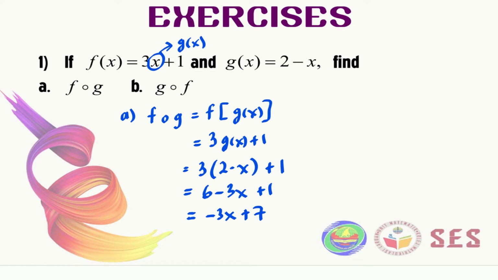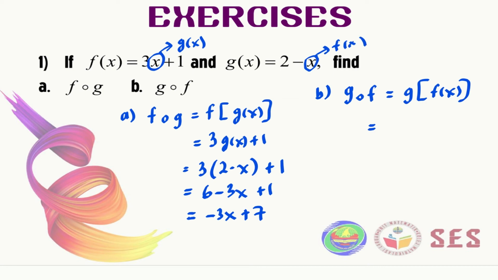Alright, so what about question B? We need to find g of f, which can also be written as g composed with f(x) here. Which means we need to replace the x of g with the function f itself. So we have our function g, which is 2 minus x. This x here will be replaced with the function f(x).